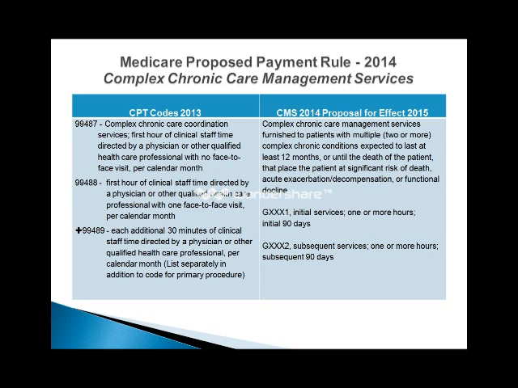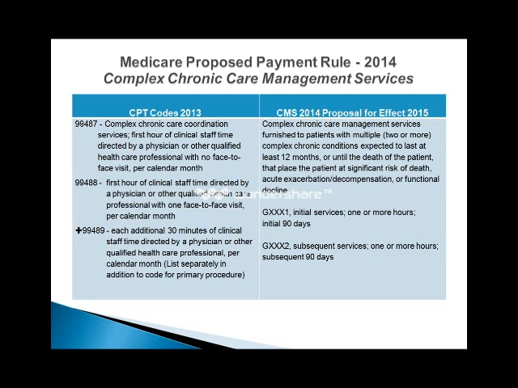And you can see that the descriptor for that service is the complex chronic care management services rather than just coordination services furnished to patients with multiple complex conditions expected to last at least 12 months or until the death of the patient that placed the patient at significant risk of death, acute exacerbation, decompensation, or functional decline. And of course, as you recognize, this reflects many of your patients that you see.